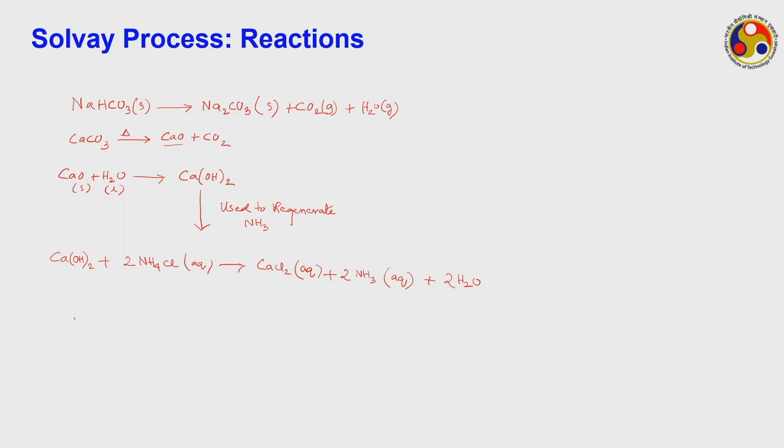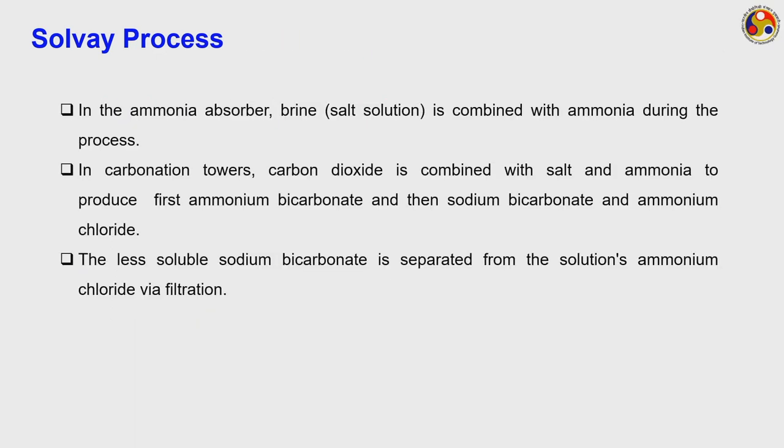So, the entire process has two things. One is the ammonia cycle, another is the carbon dioxide cycle. Ammonia is produced as well as consumed inside. But with the carbon dioxide cycle, you require the raw material, calcium carbonate, from outside. This is the difference. Let us see the process flow sheet, but before that we do a summary.